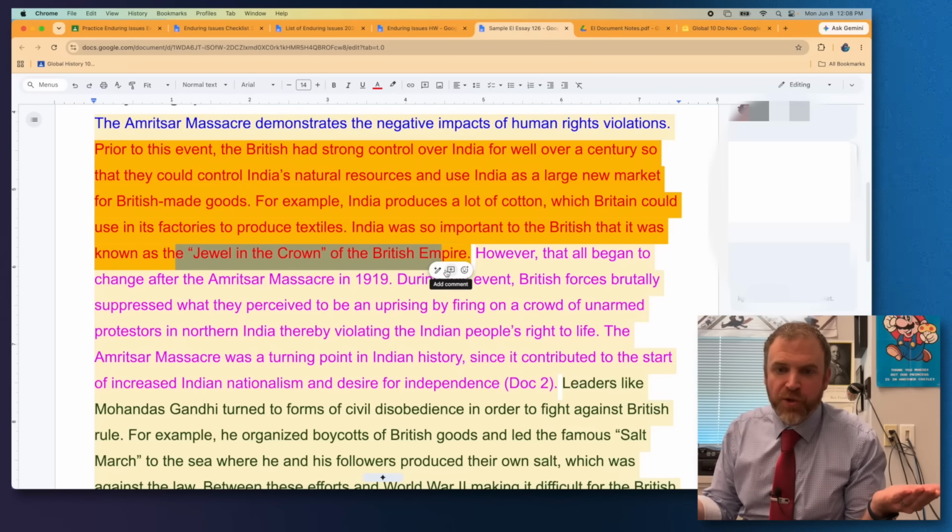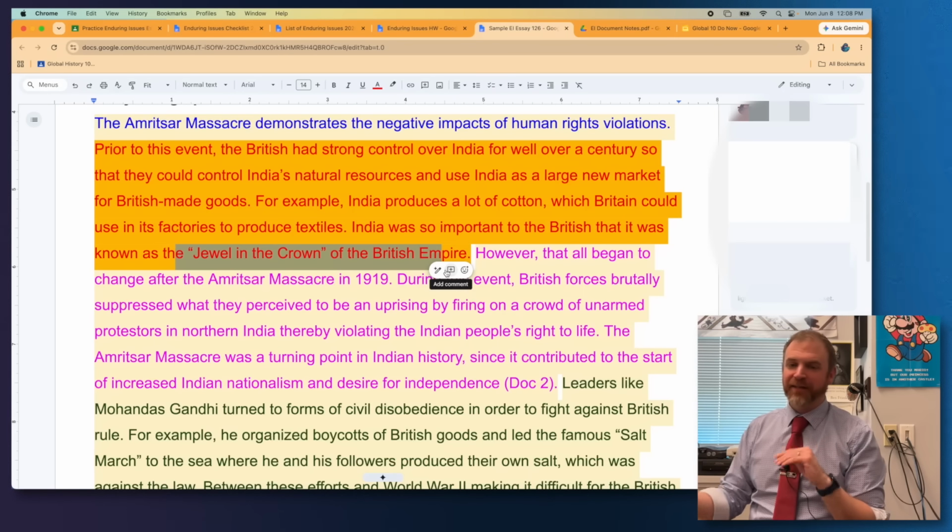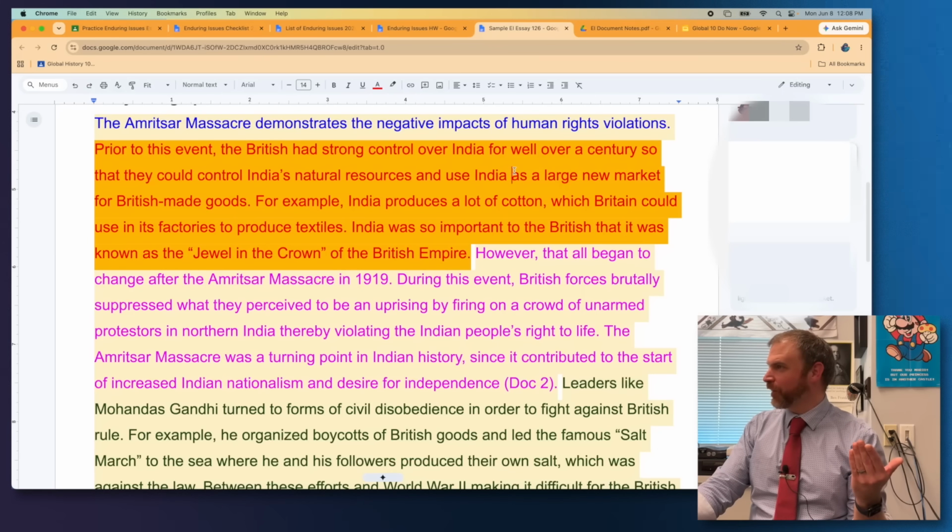What is there, like 2 sentences there? That's all you need for context or historical circumstances, whatever you want to call it. That would impress the reader right away.